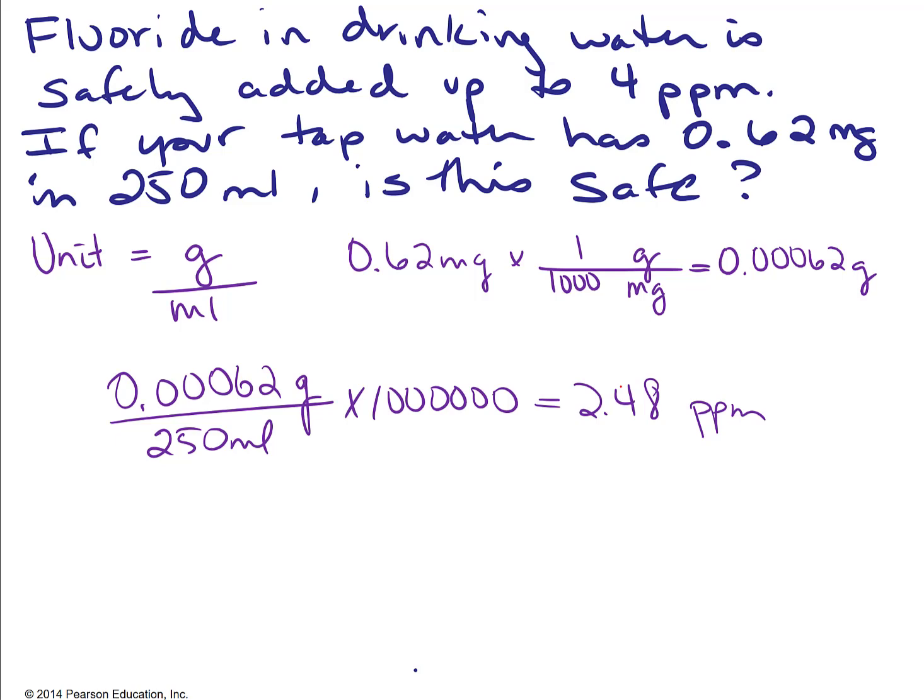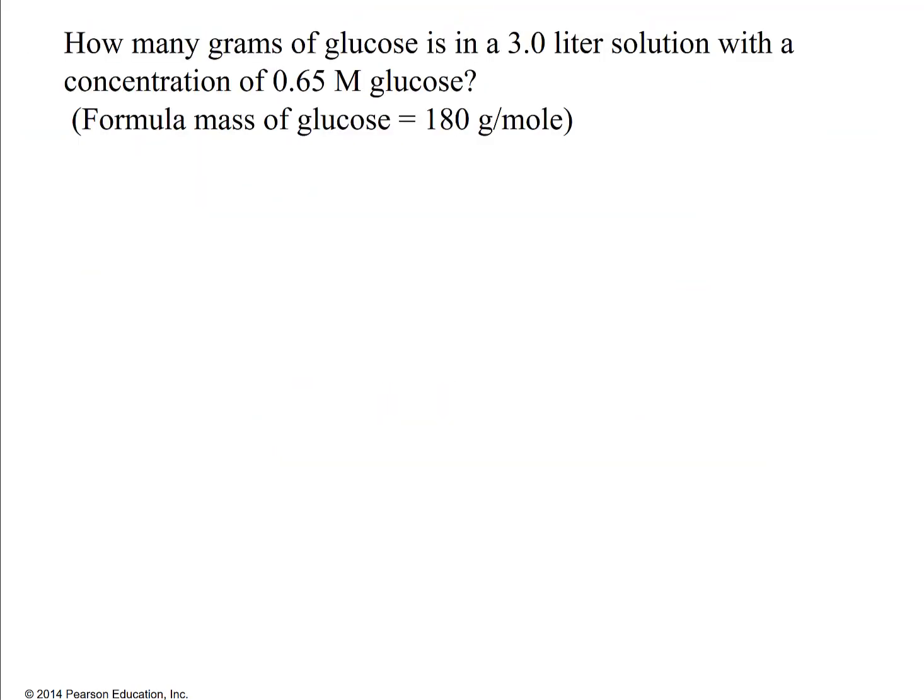So would this level be considered safe? Yes, because it's less than 4. Being under the limit, it wouldn't be toxic, it would be fine. So parts per million, percent solutions, there's a couple other ones. We'll do a few more of them. Whether you're talking about molarity, percent solutions, parts per million, or parts per billion, the key thing is just knowing what those units mean and being able to convert it back into a usable form.